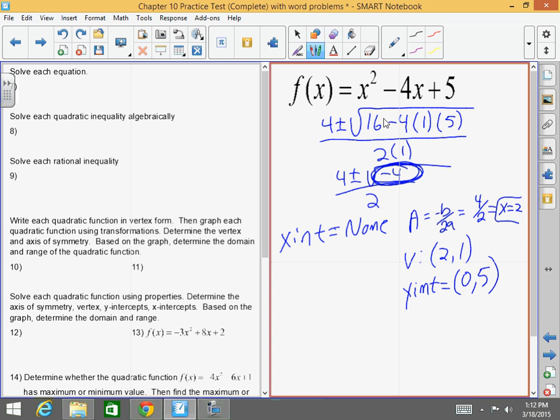If the inside of the square root, if the discriminant is positive, there's 2 solutions. If it's negative, there's no solutions. It's going to be an imaginary number. This is not going to cross the x-axis. There are no solutions, so there are no x-intercepts. There is a graph, but it's not going to be going through the x-axis.